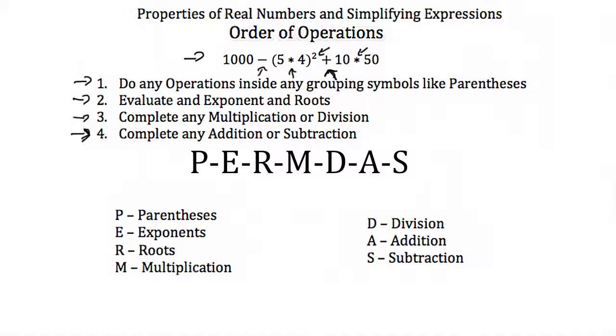Now, if you can't remember this order of operations, there's an acronym to help you, and it's called PERMOAS. Some people use PEMDAS, but it's really the same thing. And this is where P stands for parentheses, E for exponents, R for roots, M for multiplication, D for division, A for addition, and S for subtraction. So if you can remember PERMOAS, that means you always do parentheses first, then exponents, then roots, then multiplication, and so on. So let's try using this.